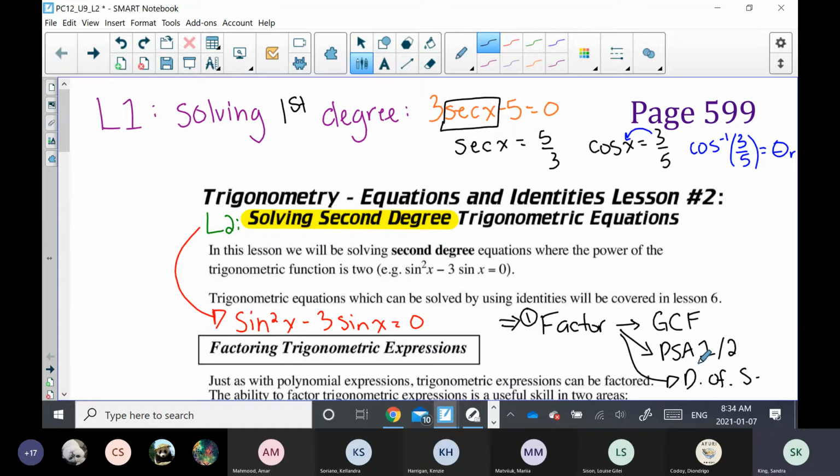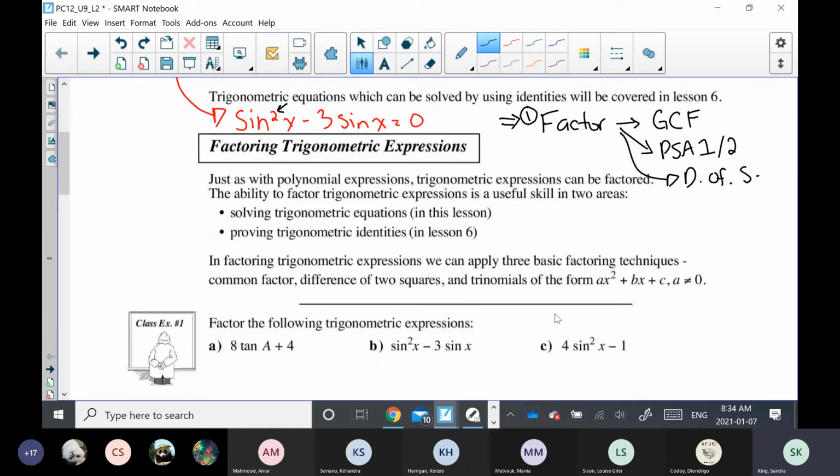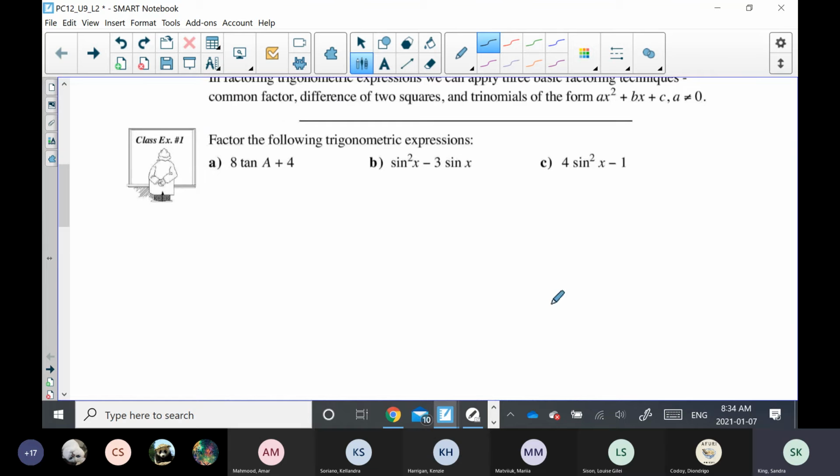Again, lesson 2 is going to have second degree trig ratios. If you see a square in your equation, you must factor and you choose which method of factoring you're going to do. And then after we review the methods of factoring, I will show you how to solve, which is what we did yesterday. So it's going to be a review of yesterday. Okay, so class example number 1 says factor. So remember there's those 3 types of factoring, and they are GCF, PSA 1 and 2, and difference of squares.